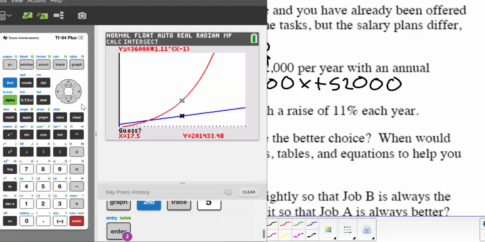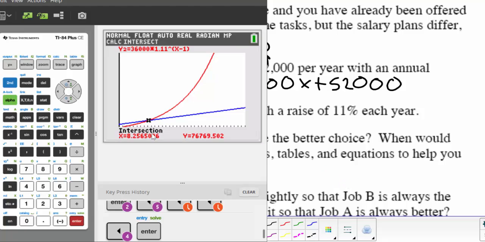I press enter. Now for my guess, I'm going to move it to where it looks like it's intersecting as close as I can get it, and let the calculator do the work. Press enter one last time. So we can see right there, it's about 8.3 years. The jobs will be paying the same amount. So after year 8, basically, job B would be a much better offer. And notice how much it grows compared to job A. So hopefully you chose job B.